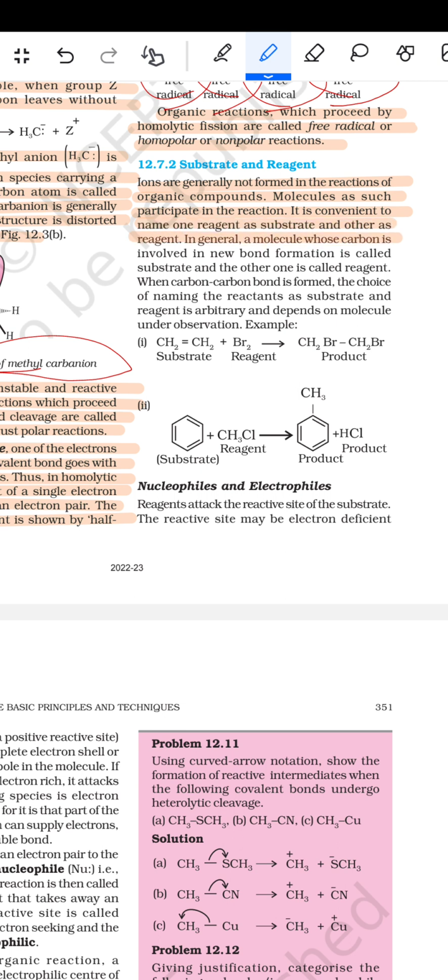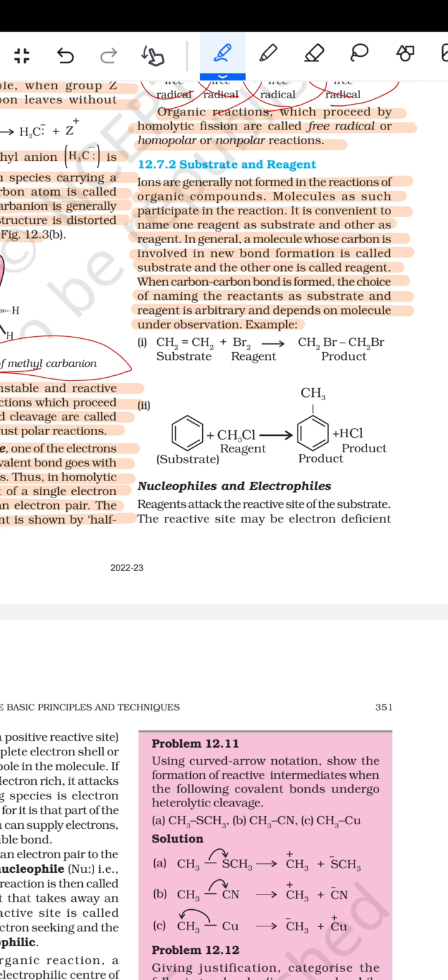In general, a molecule whose carbon is involved in the new bond formation is called the substrate and the other one is called the reagent. When carbon-carbon bond is formed, the choice of naming the reactant as the substrate and the reagent is arbitrary and depends on the molecule under observation.